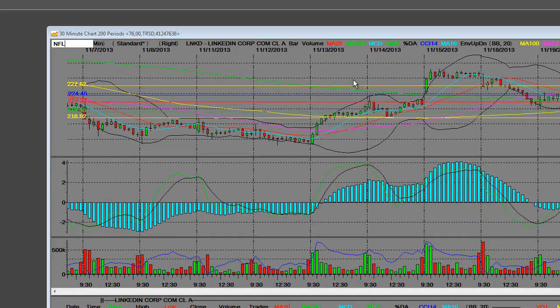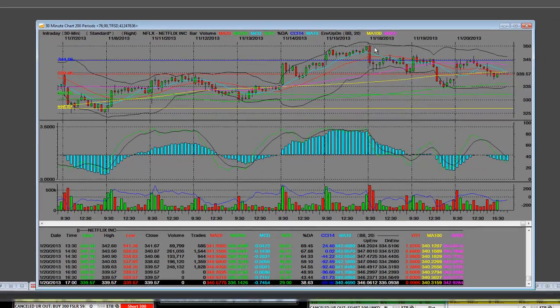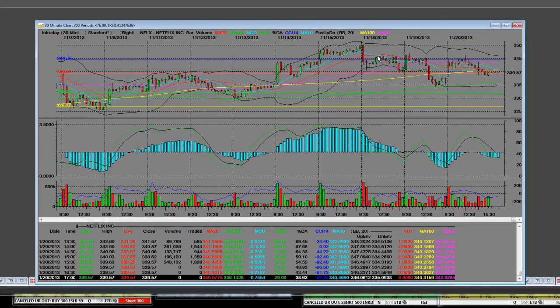Let's take a look at Netflix. We called Netflix short when it was up here on Friday at 350. You can see that 350 and you can see that 335. They pop it to 345. That is a lower high, folks.